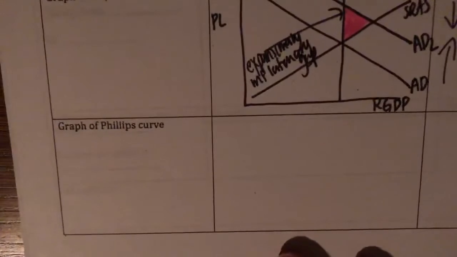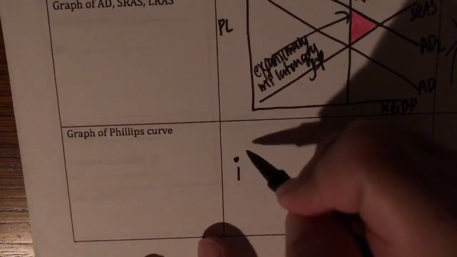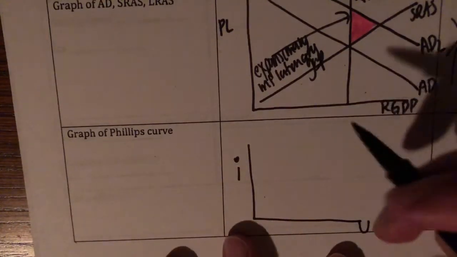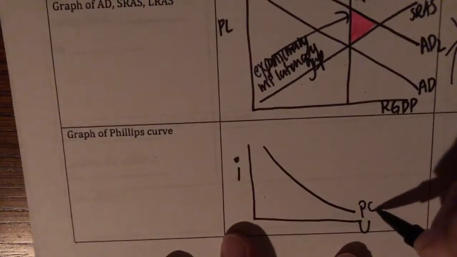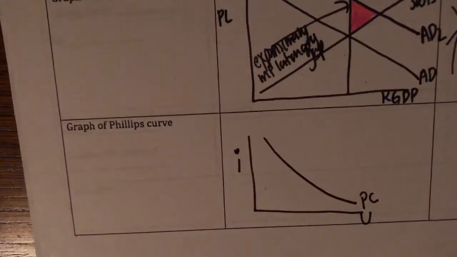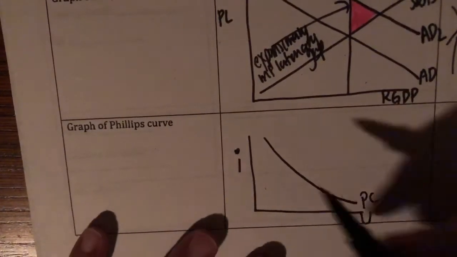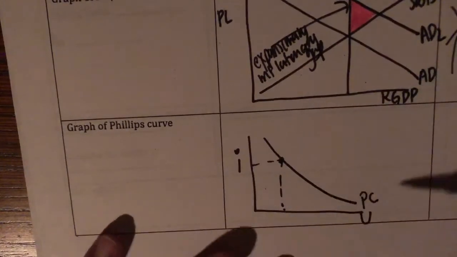Okay, so now I need to graph the Phillips curve. My Phillips curve axis is I for inflation and then U for unemployment. I need to graph everything. This is the Phillips curve. Okay? I need to show that inflation is occurring. So I'm going to put my point up here because there's high inflation, low unemployment, right?